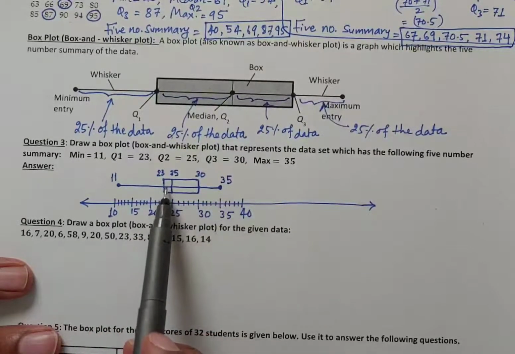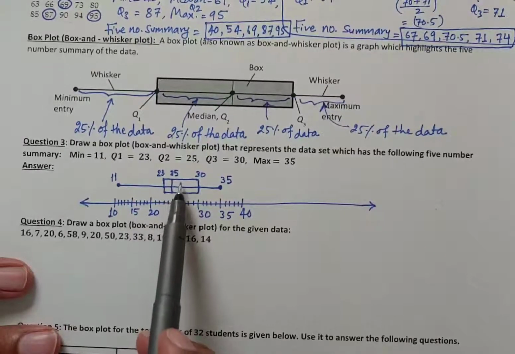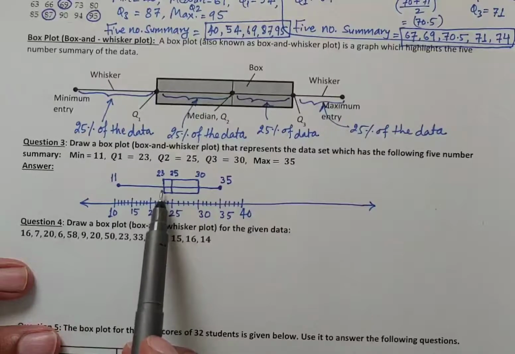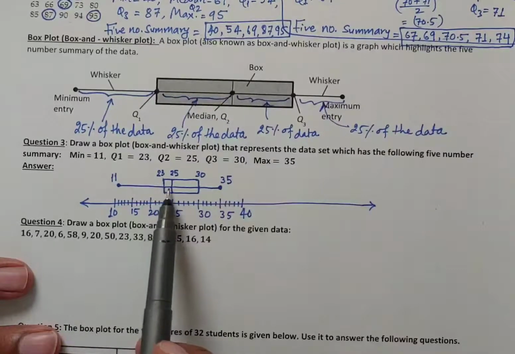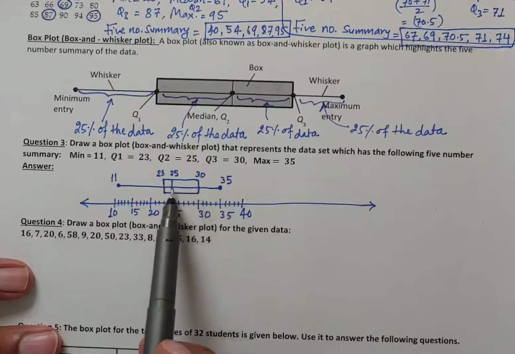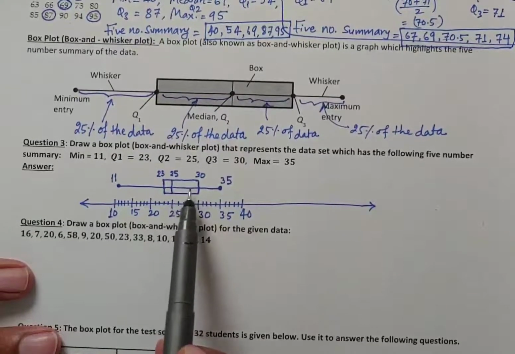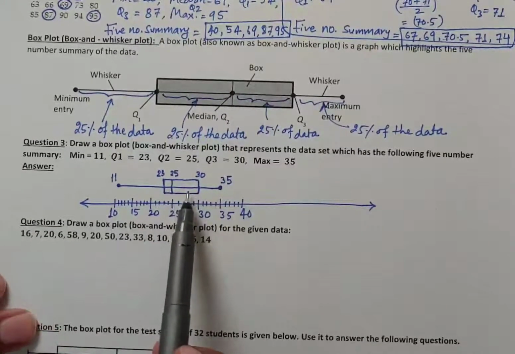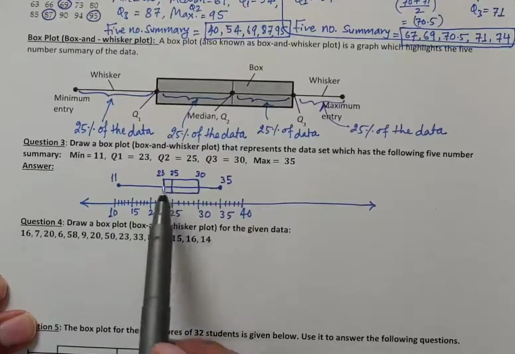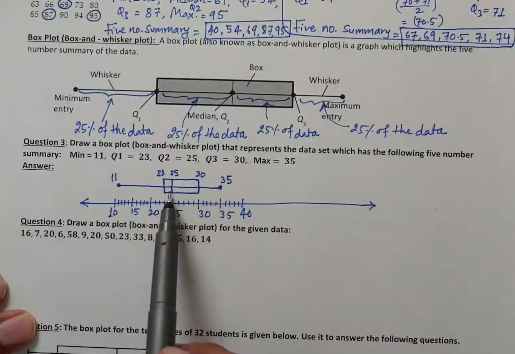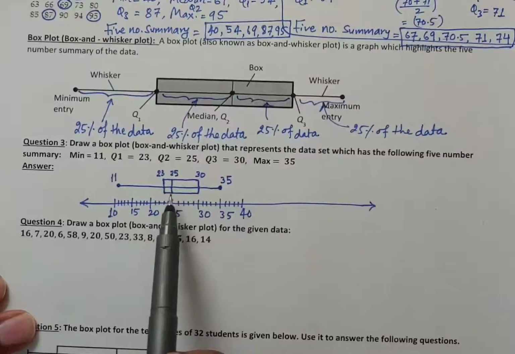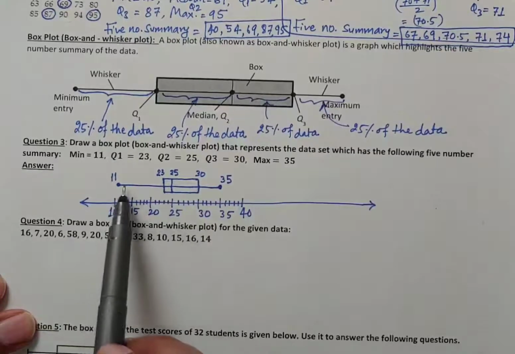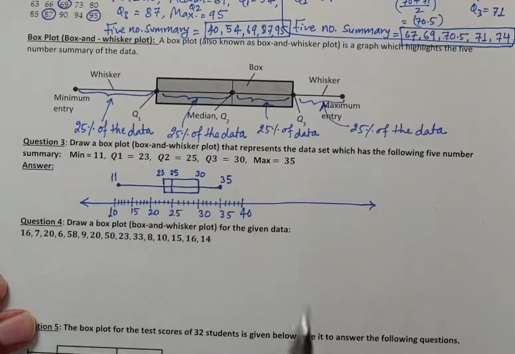So even though it looks like it's not exactly in the middle, it doesn't need to be exactly in the middle, because we may have a data set where we get more numbers between 23 and 25, and then fewer numbers between 25 and 30. Okay, so that's what I was trying to say: the box plot may look like it's not exactly in the middle. It doesn't have to be. We are just counting the percentage of the data. Okay, so this is the percentage of the data, 25% from each part.